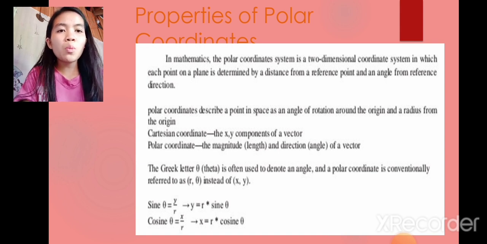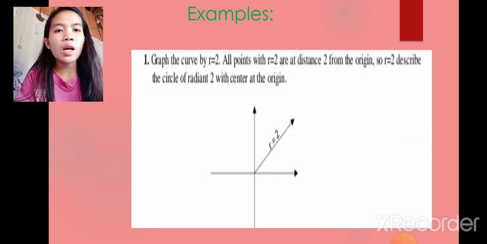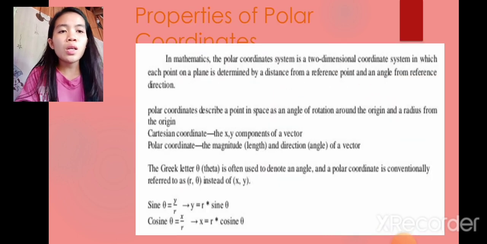In mathematics, the polar coordinate system is a 2-dimensional coordinate system in which each point on a plane is determined by a distance from a reference point and an angle from a reference direction. Polar coordinates describe a point in space as an angle of rotation around the origin and a radius from the origin.